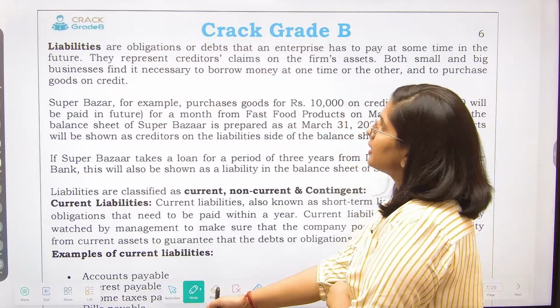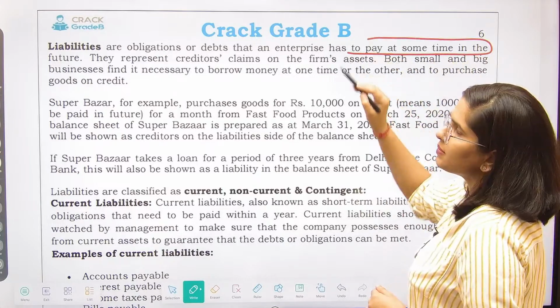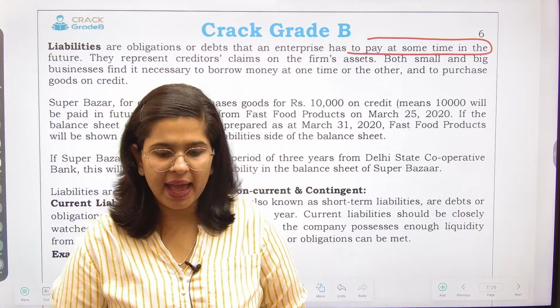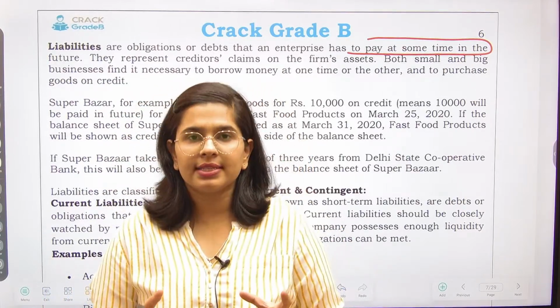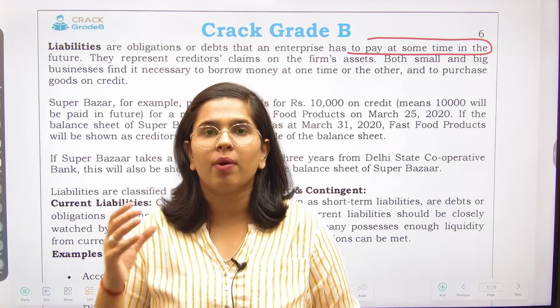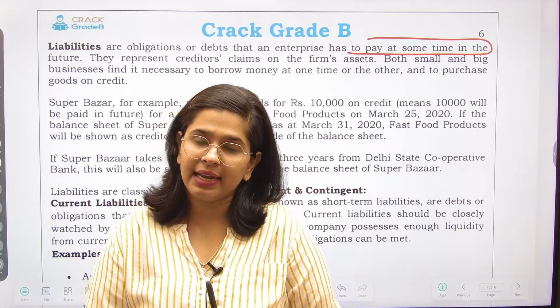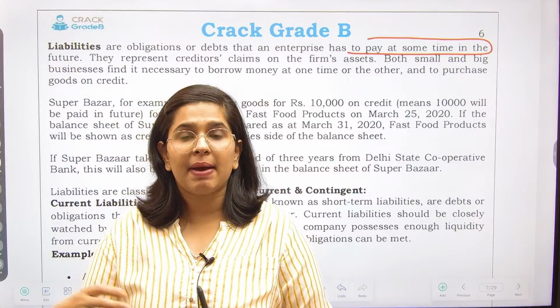So liabilities, these are obligations or debts that an enterprise has to pay at some time in future. कभी ना कभी तो pay करना है. I don't think I have to make you understand the meaning of liability. We all understand when we borrow something from someone and we have to pay it back, that is called the liability. Now liabilities can also be divided into various parameters.